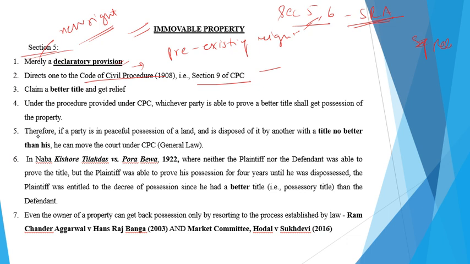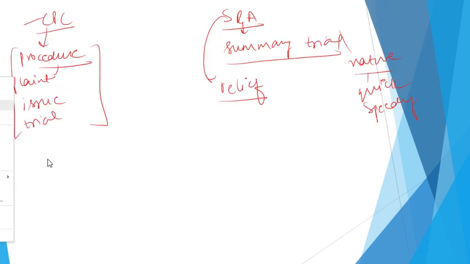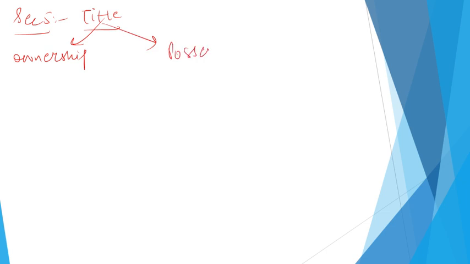Under section 5, the major question dealt with by the court is the title. Whoever has the better title over the other, that person wins. Here title is of the utmost importance under section 5 of SRA. This title can be based upon ownership, and can also be based upon possessory title.